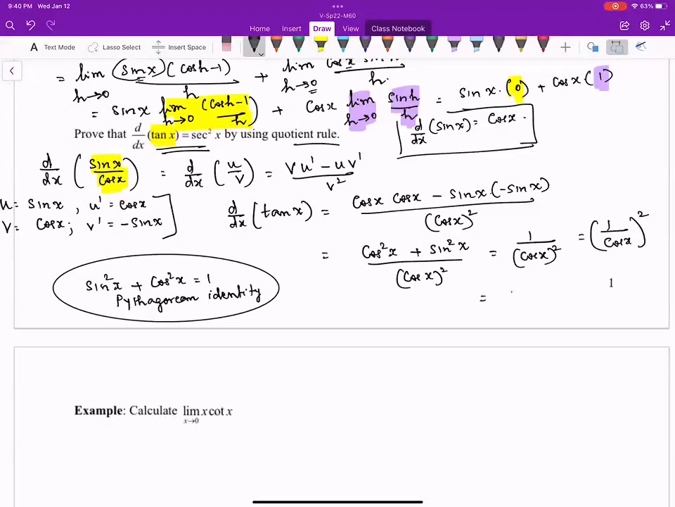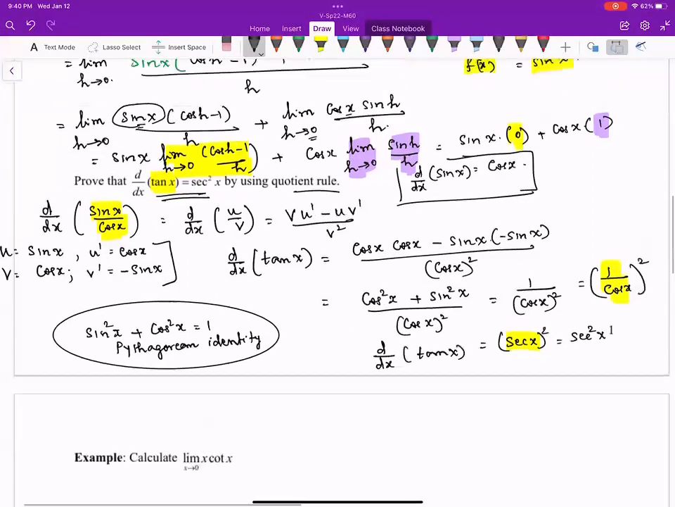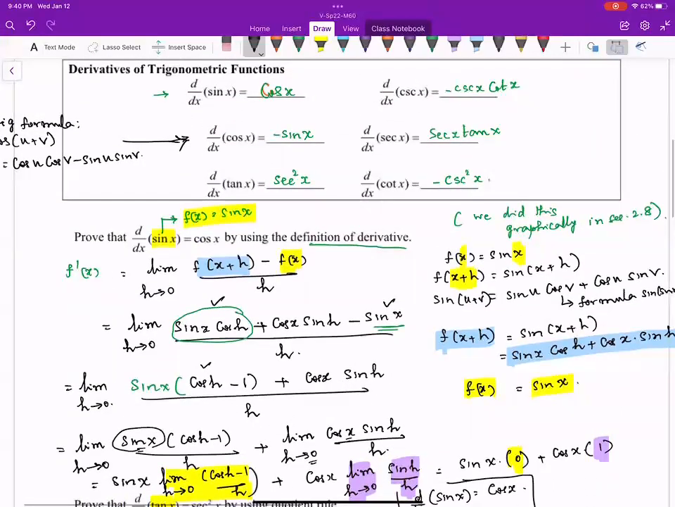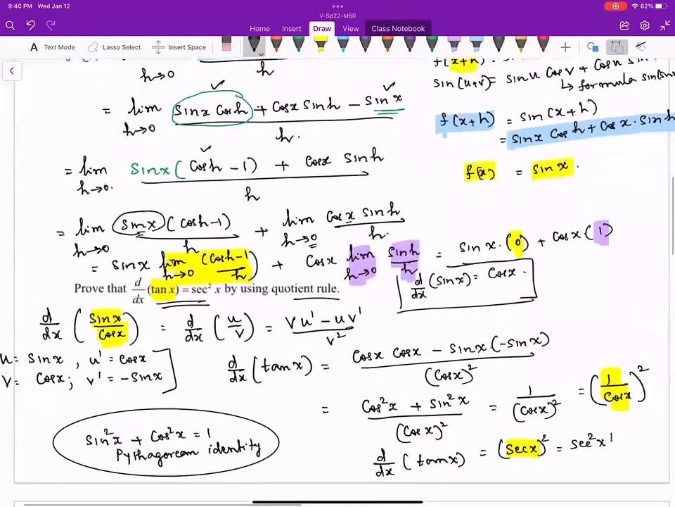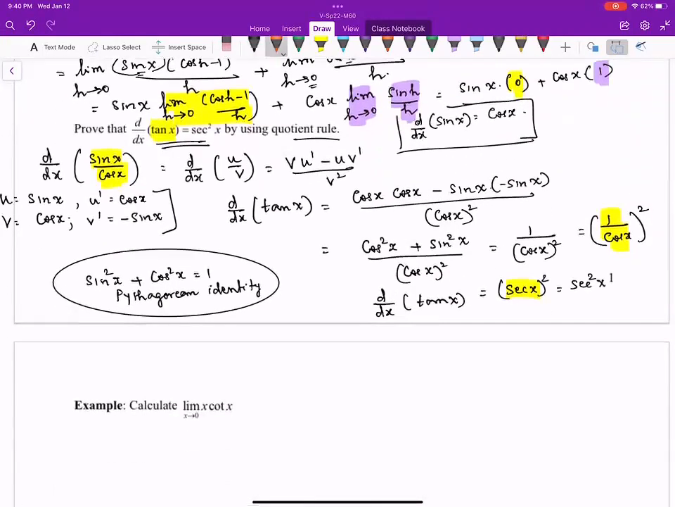What is the reciprocal of cosine x? Secant x. So the one inside the parenthesis is after all secant x. Secant x the whole square, which can be written as secant square x. So derivative of tan x is secant square x. Actually, we have proved the third rule, the derivative of tan x equal to secant square x. This is what we proved. We used the quotient rule here.